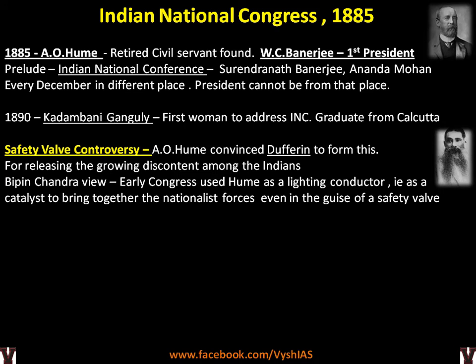But Bipin Chandra has his own view. He says the early congressmen used Hume as a lightning conductor, that is, as a catalyst to bring together the nationalist forces even in the guise of a safety valve. So Bipin Chandra is saying that the Indian National Congress leaders of that time knew what the British were trying to do. They were trying to make a body of their own. But even after knowing that, the Congress leaders wanted to use this opportunity and used this activity of Hume as a catalyst to bring together all the nationalist forces from across India.